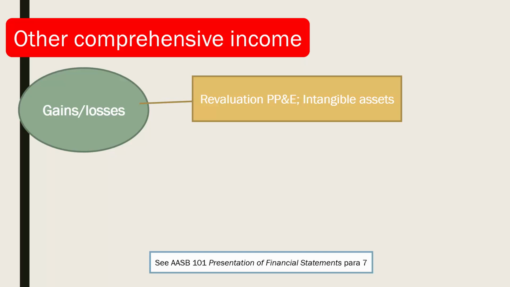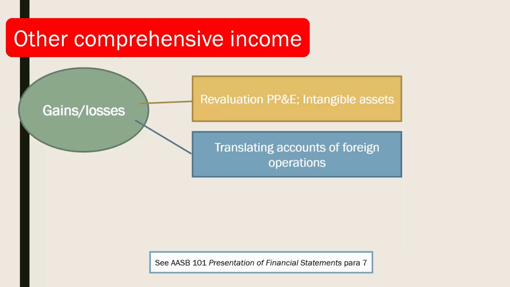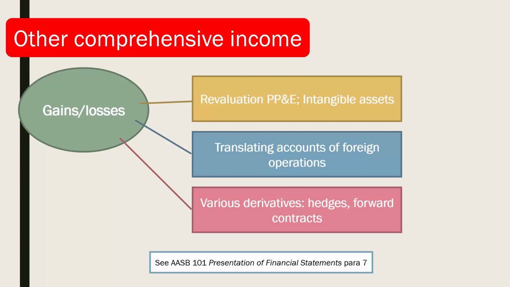Examples of other comprehensive income include changes in revaluation surplus for property, plant and equipment and intangible assets, gains and losses arising from translating the financial statements of foreign operations, and gains and losses on various derivatives.